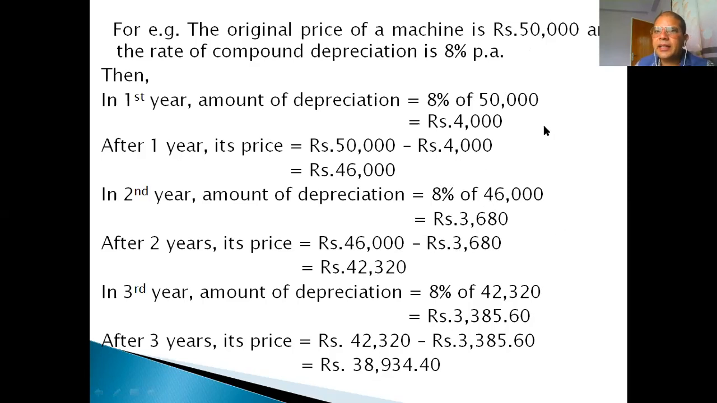You can see this example is without using a formula. Find the price of a machine after 3 years, if the original price is 50,000 and the rate is 10%. So in this solution, you can understand it is without using a formula. So this is your example of compound depreciation. Now we are going to take the formula of compound depreciation. Then I want to present you some examples.